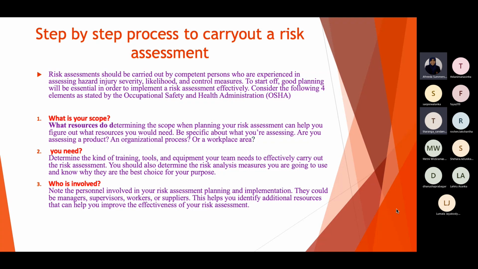Would anybody like to answer? Should we ask someone else? Okay. So, Tilani, can we ask you, what is your scope when carrying out a risk assessment? What resources do we need at the fire? What are the equipment to stop this fire? Fire tank, exit area, like that.